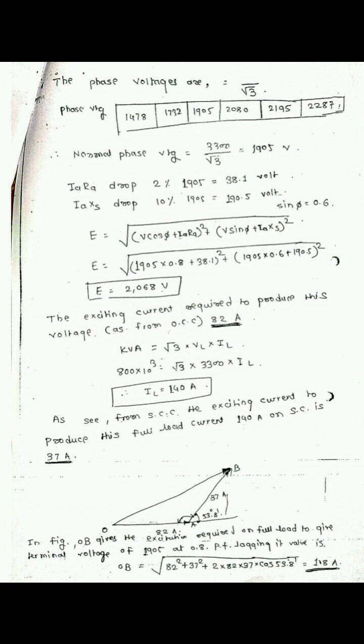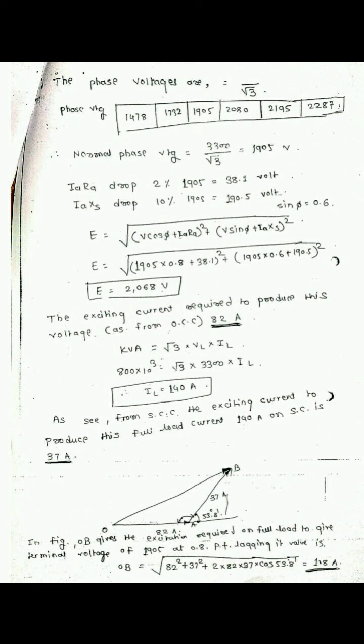It will give you the value of E, that is 2068 volt. The exciting current required to produce this voltage from the open circuit characteristics is 82 ampere. So follow the same method: draw the OCC and SCC, and from the OCC we get the value of E, that is 2068. For that 2068 value, calculate the value of IF1. The IF1 value is 82 ampere.